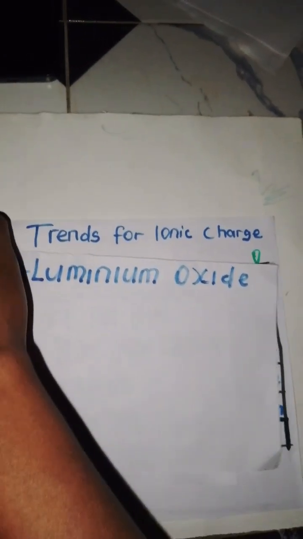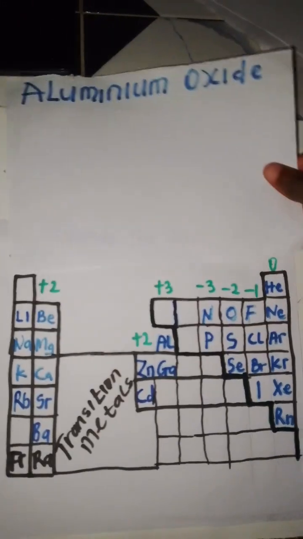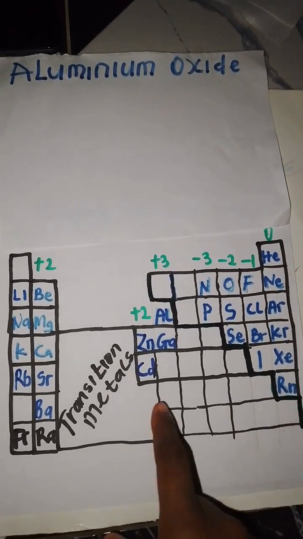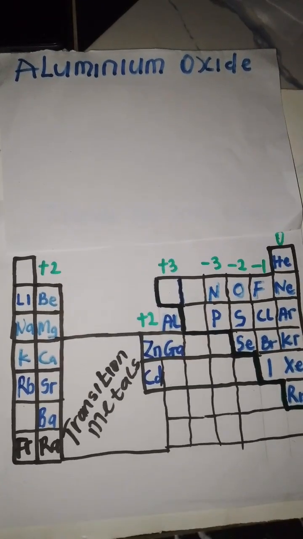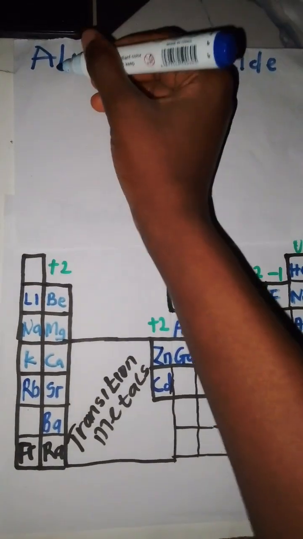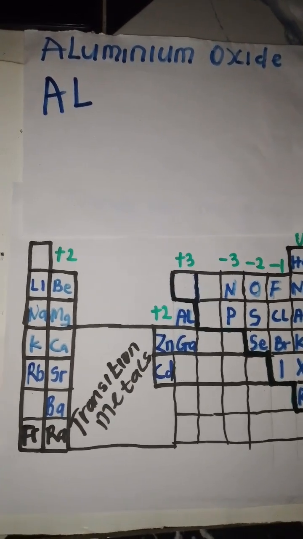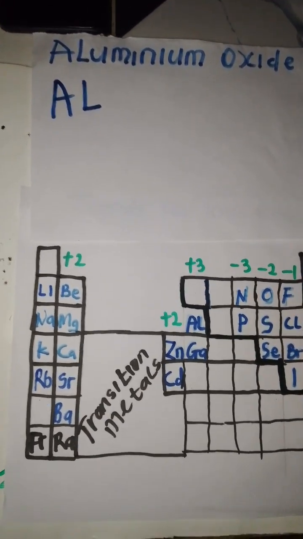Aluminum oxide. Looking at the first step, which says that we should identify the ion, we will work with the trend. This is our aluminium, so we write it down: aluminium. Then we also have oxide. Oxide is the oxygen, and this is our oxygen.